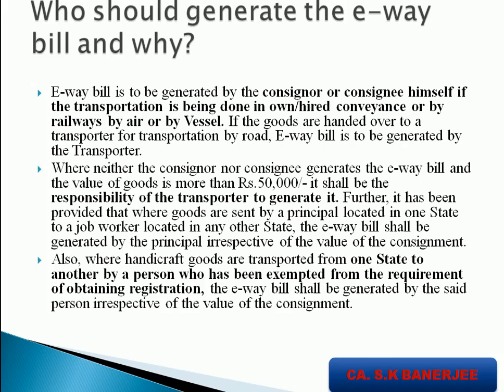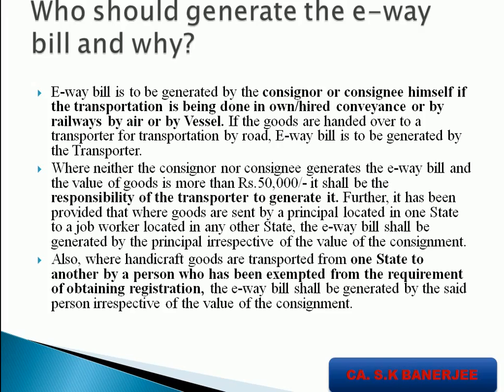Who should generate the e-way bill and why? The e-way bill has to be generated by the consigner or consignee himself if transportation is being done in his own or hired conveyance or by railway, by air or by vessel. So the consigner or consignee himself has to generate this e-way bill. If goods are handed over to a transporter, then the e-way bill will be generated by the transporter.